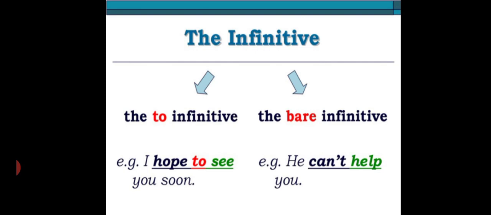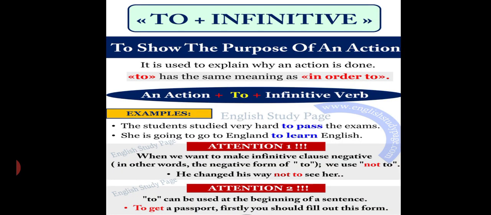So if we add to to the verb, it is called a to infinitive. Whereas in "he can't help you," here you see help is also an infinitive, but it doesn't have the word to before it. So it is a bare infinitive. Bare means something which doesn't have anything, it's empty.